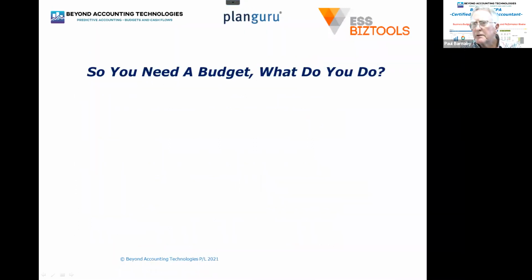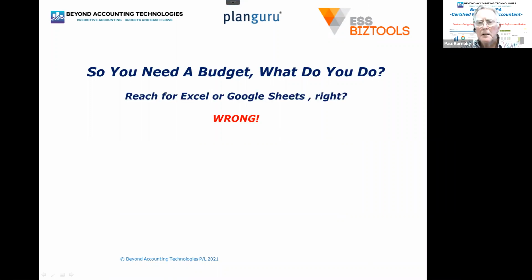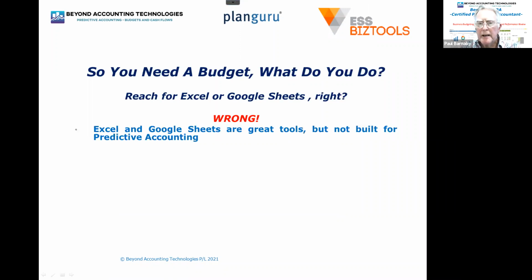So you need a budget. What have you done in the past? What do you do now? You reach for Excel, right? Wrong. Excel or Google Sheets these days are great tools, but they were never built for predictive accounting. And I am continually surprised at the number of people that continue to do so. Excel was built for chemists, it was built for engineers, it was built for accountants, yes, but never for predictive accounting. And that's why it's so difficult to do, particularly the three-way profit and loss, budget and cash flow is enormously difficult.